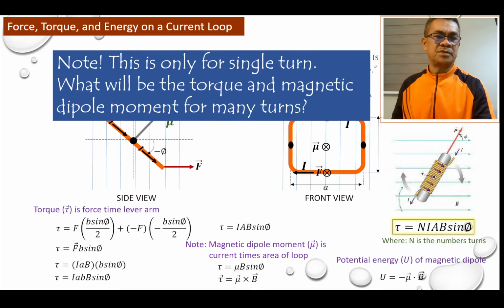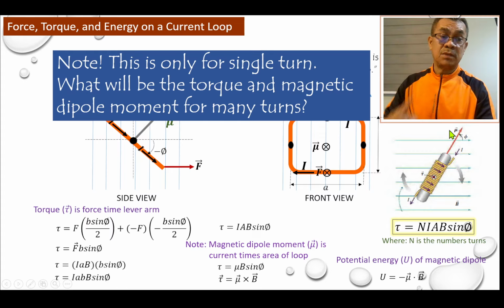So increasing the number of turns means increasing the I. So if you increase the I, you also increase the mu. And take note, mu will cross towards B. So therefore, there must be a greater torque if you have more turns. So therefore, the formula of torque now changes to what? The difference is just multiplying by the number of turns, N.